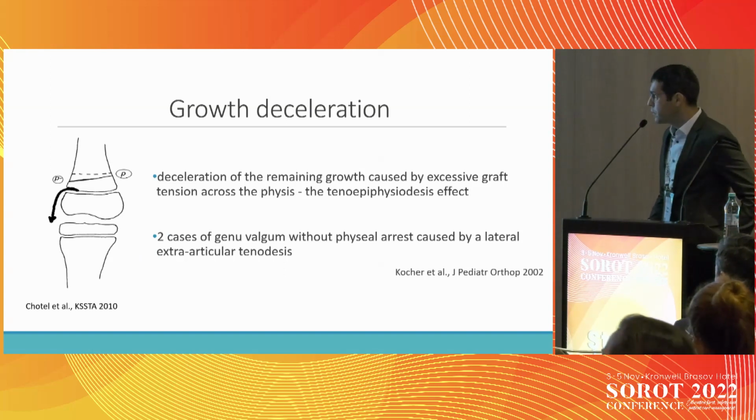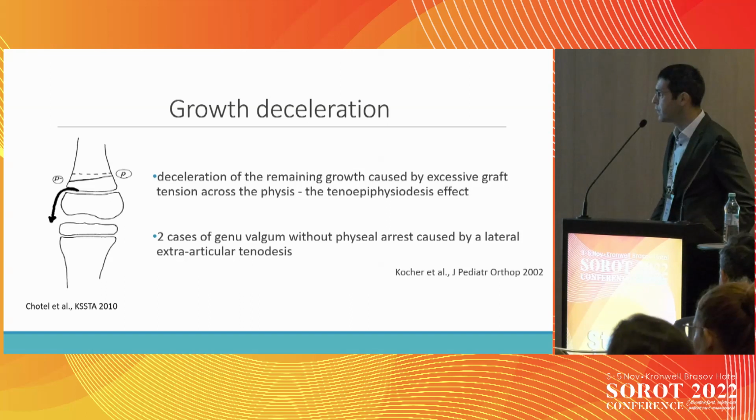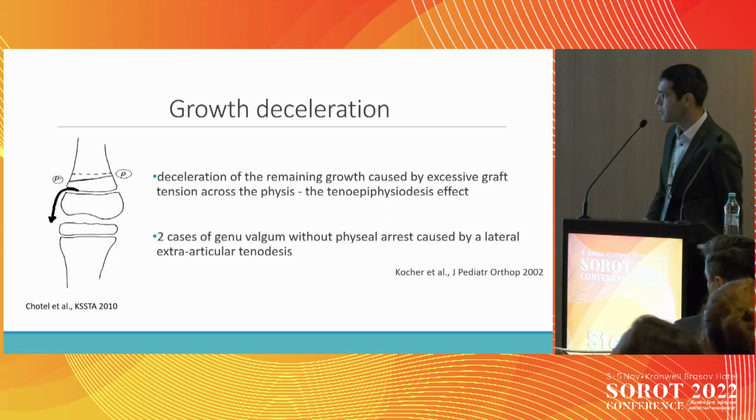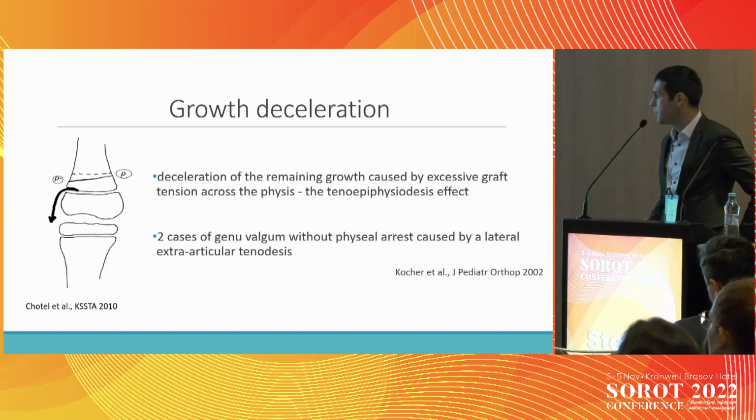Another type of deformity may appear as a result of growth deceleration, the so-called tenoepiphysiodesis effect, when there is a deceleration of the growth caused by excessive graft tension at the level of the physis. And as you can see, there is a study that published 2 cases of genu valgum generated by a lateral extraarticular tenodesis without demonstrating a growth plate arrest.